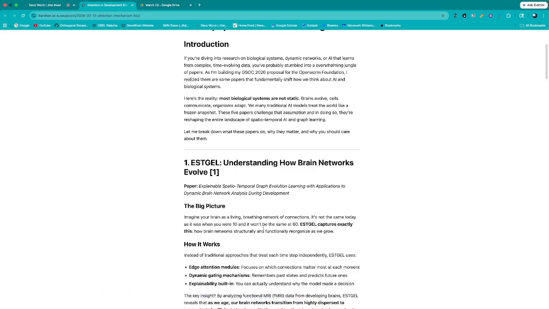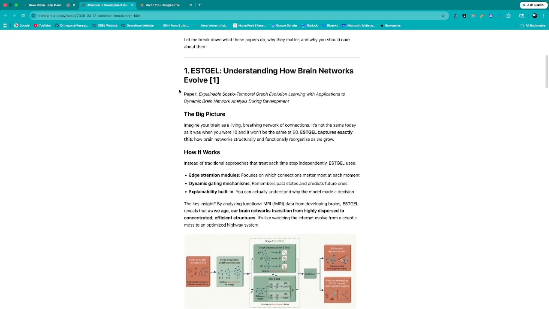The first is EST-GEL, which is about understanding how brain networks evolve. SGEL stands for explainable spatiotemporal graph evolution learning, with applications to dynamic brain network analysis during development. The big picture is, imagine your brain is a living, breathing network of connections. It's not the same today as it was when you were 10, and it won't be the same at 60. SGEL captures how the brain network structurally and functionally reorganizes as we grow. So this is the SGEL method.